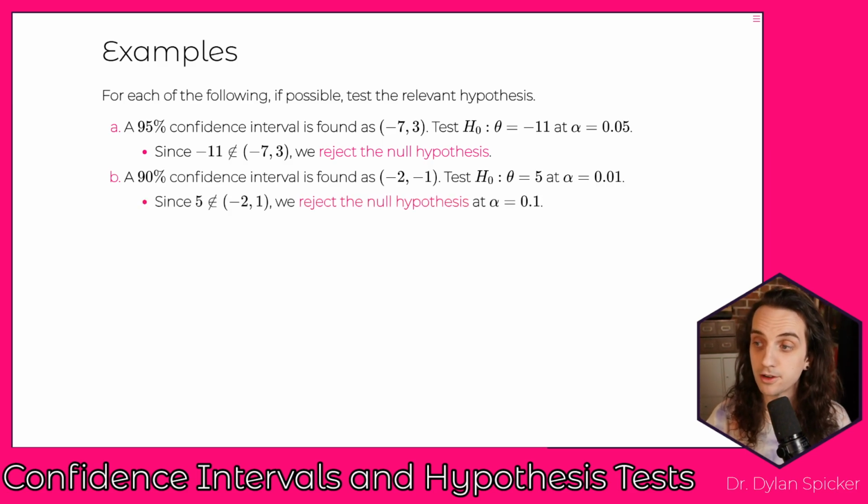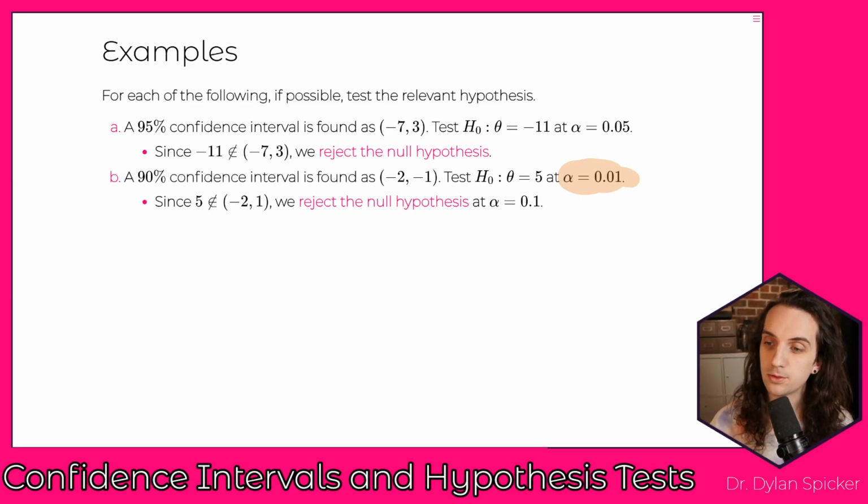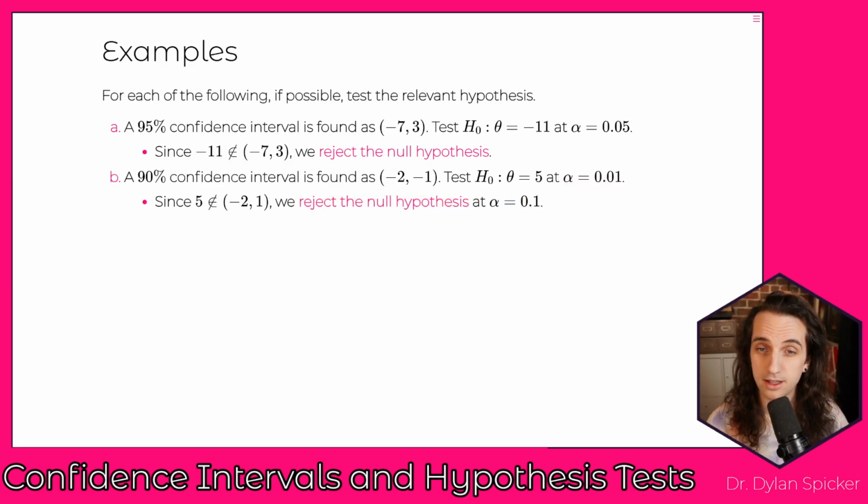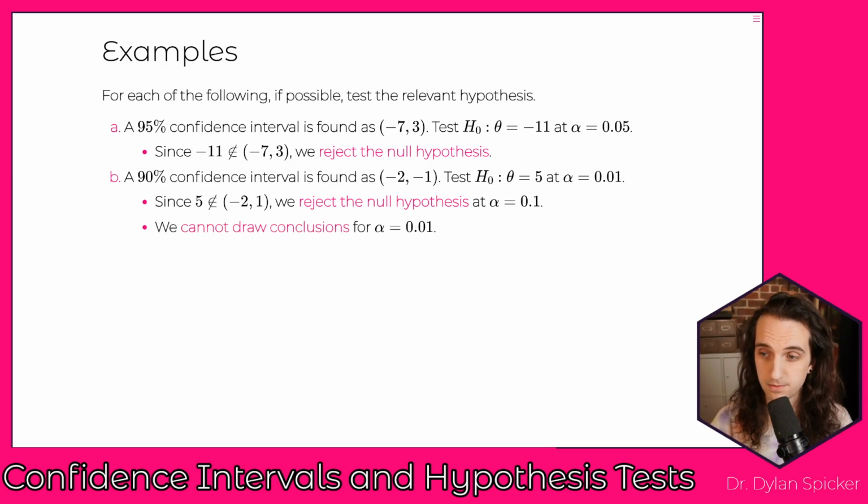Right? However, this doesn't tell us anything about what to do at 0.01, right? Because we're increasing the confidence threshold here, right? We would need to have a 99% confidence interval. And so even though we reject at alpha equals 0.1, we don't know what we would do at alpha equals 0.01. And so this confidence interval does not give us that information. So we cannot draw conclusions for alpha equals 0.01.